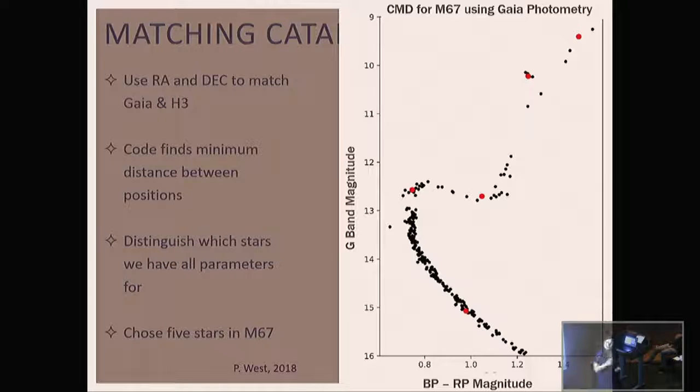And so this is a color magnitude diagram I made of M67 using the photometry from Gaia. On the y-axis, we have the G-band magnitude, and on the x-axis, we have B minus R. Gaia specifically uses a naming convention BP minus RP. That's why that's different. And these red dots are the 5 stars I chose. And I really want to highlight that they're very spread out over this color magnitude diagram and why that is.